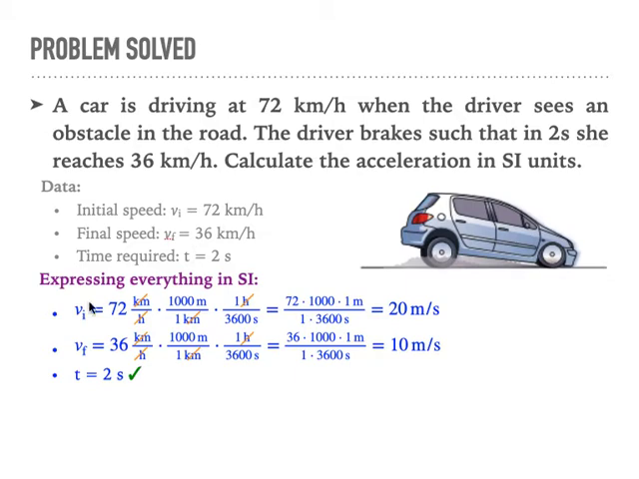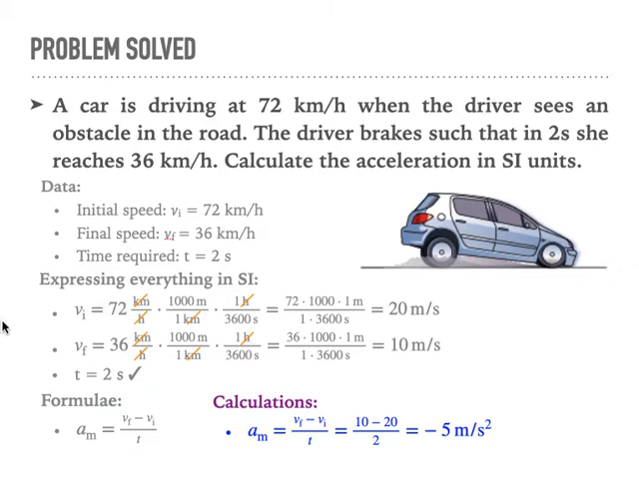But you can choose if you wanted to do it in kilometers per hour and then hours. It's okay. I just like the international system more because it's the official one. Then the formula, again, the acceleration formula. And we just put the data in. The final speed is 10, the initial speed is 20, and the time required is 2, so I have that this is minus 5 meters per square second.